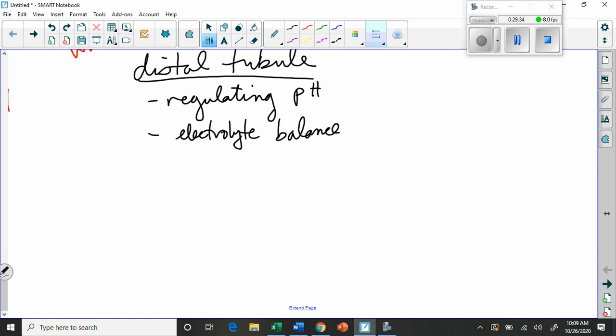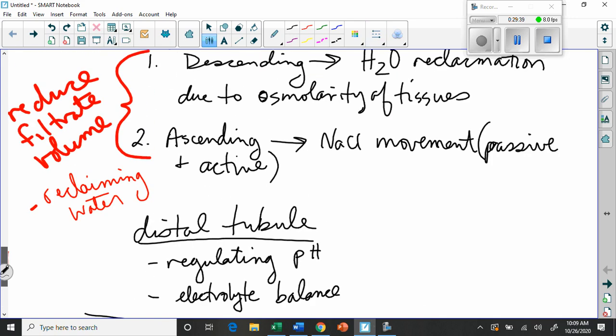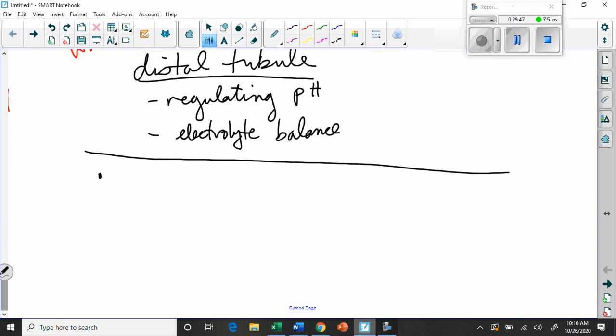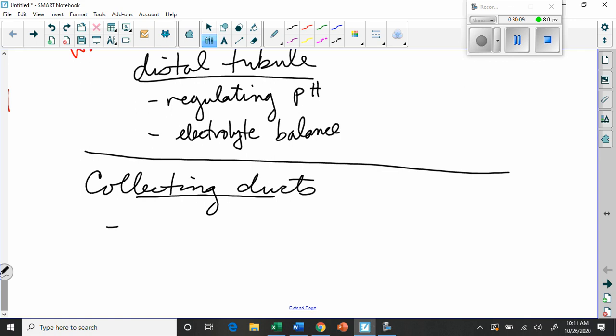And then lastly, the collecting duct. The collecting duct, of course, sounds like just, oh, it's just collecting stuff, but it is not. It's actually doing two very important things. Functionally, it collects the urine and sends it to the renal pelvis, which then directs it into the ureter and down to the bladder. So its job is to collect, but it also does some very important osmotic things, and one of them is water reclamation again.